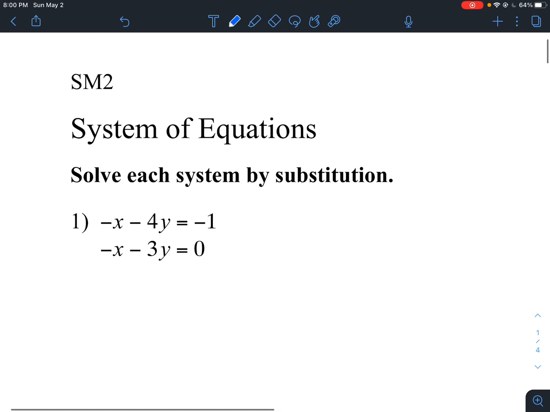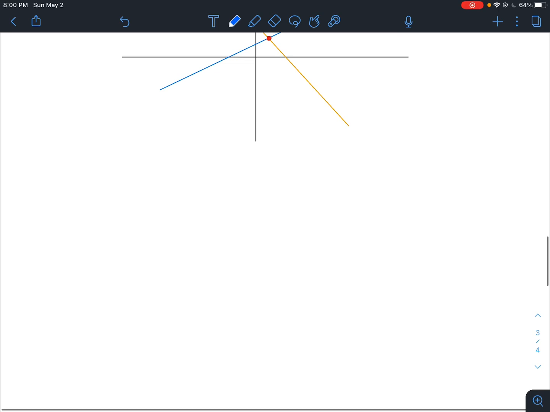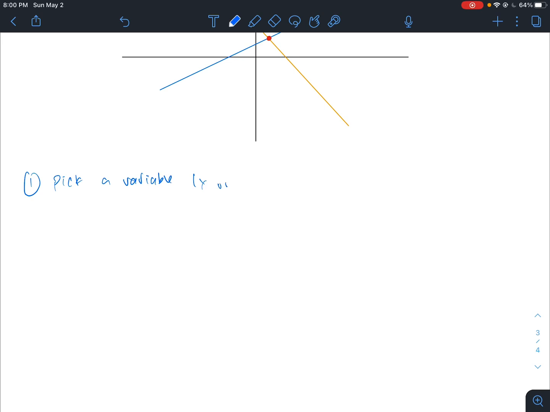So in this first one, I want to pick x or y in one of the equations. I don't really have space, so if you have extra paper, the first step would be: pick a variable, x or y, to solve for in one of the equations. Okay, so pick a variable.